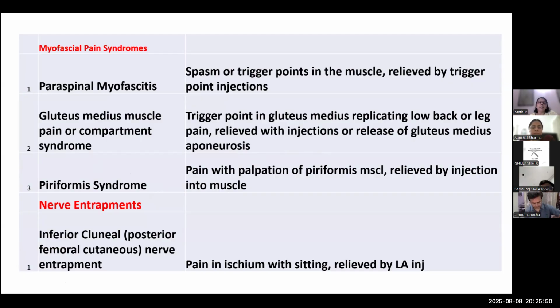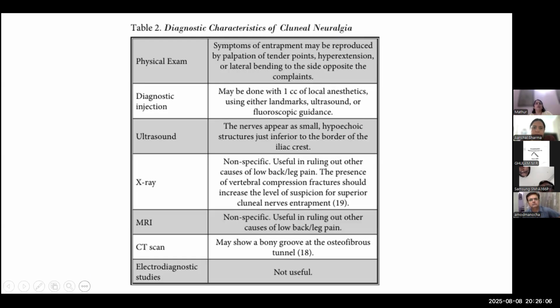Other nerve entrapment can be of the inferior cluneal nerve, which is generally also the posterior femoral cutaneous nerve, in which there is pain in the ischium with sitting, relieved by local anesthetic injections. Now this is the diagnostic criteria that the author in this article has laid down. I'll just quickly go through the physical exam. I've already mentioned these points, but I'll just run through them.